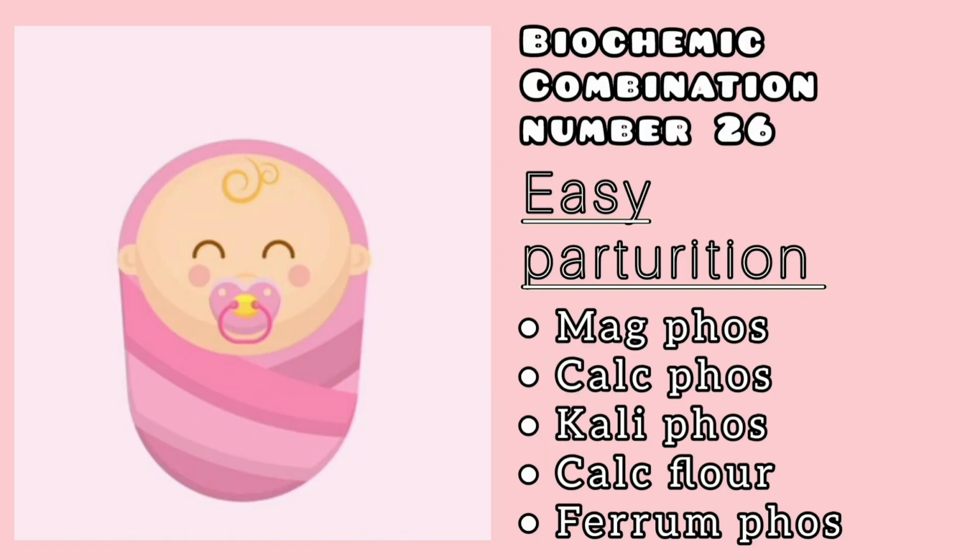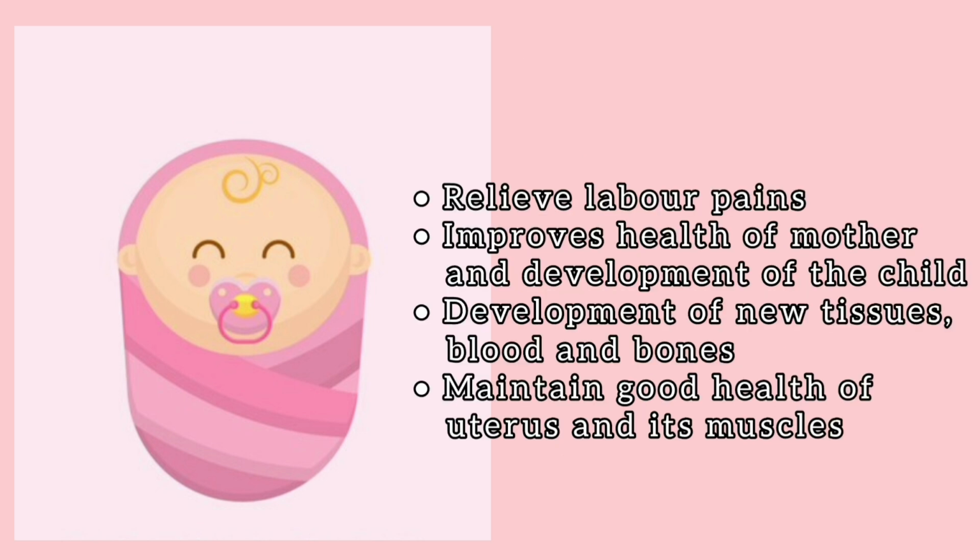Biochemic combination number 26, easy parturition: Mag phos, Calcarea phos, Kali phos, Calcarea fluor, Ferrum phos. It relieves labor pain, improves the health of the mother and development of the child, and supports development of new tissue, blood, and bones. It also maintains good health of the uterus and its muscle.